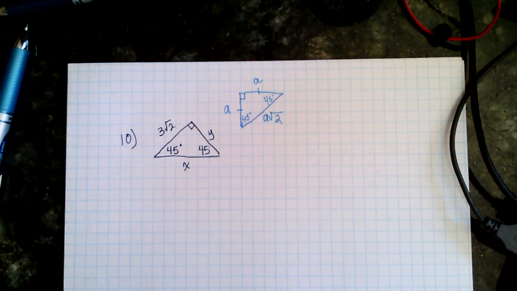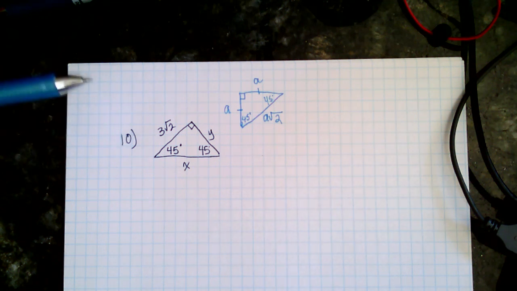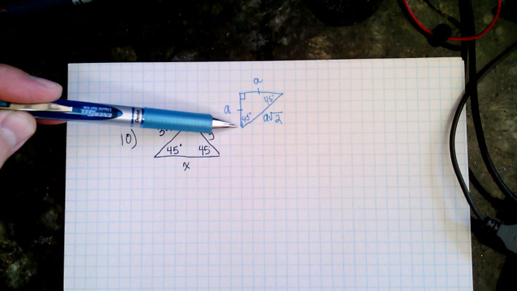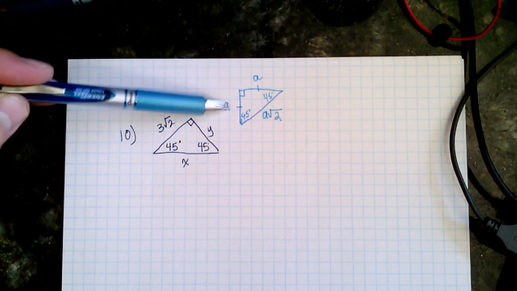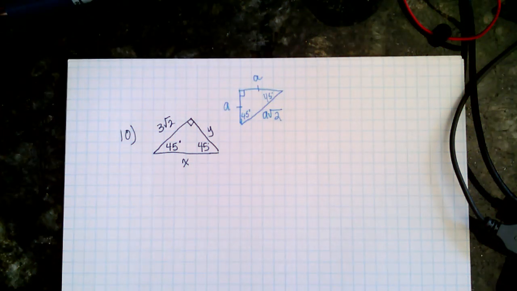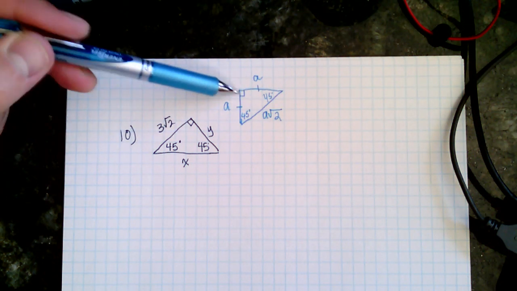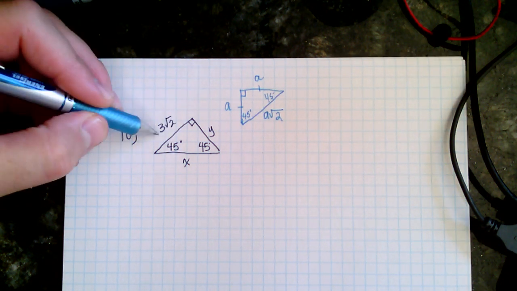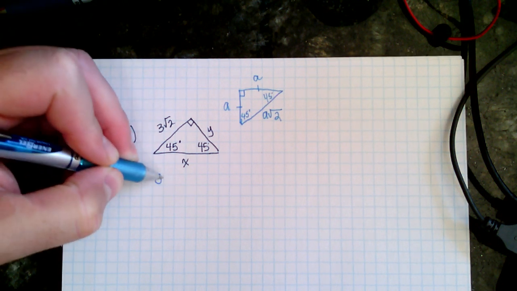Okay, this is a 45, 45, 90 triangle worksheet. This is problem number 10. So it gets a little more complex at this point. Remember, this is your template for your 45, 45, 90. You have two sides that are the same, and then the hypotenuse is root 2 times whatever the other two legs are. So the hypotenuse is one of the legs times root 2. In this situation, one of the legs is already 3 root 2.